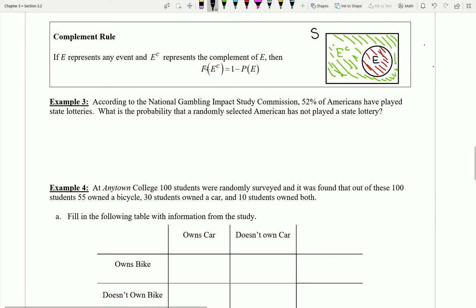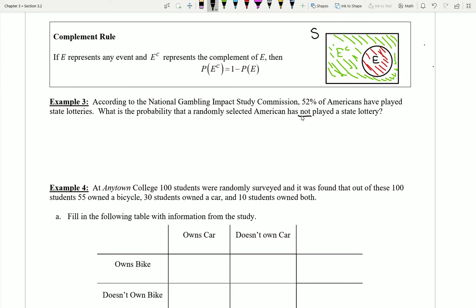that you probably deal with all the time. Take a look here at example 3 to see how easy of a question this is. According to the National Gambling Impact Study Commission, 52% of Americans have played state lotteries. Okay, 52% of Americans have played state lotteries. What is the probability that a randomly selected American has not played a state lottery?